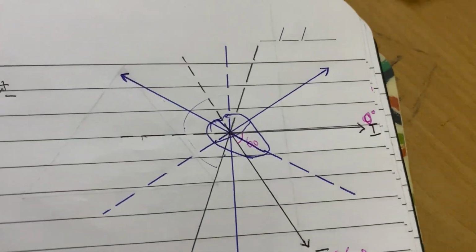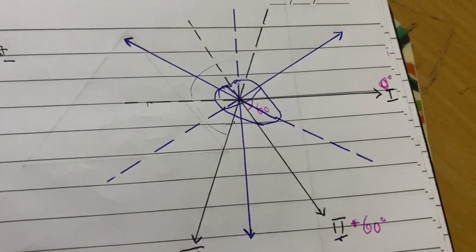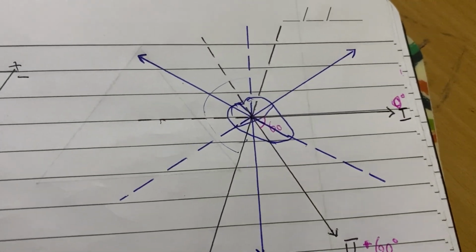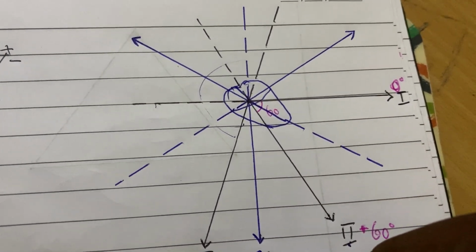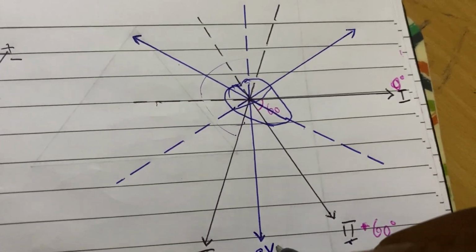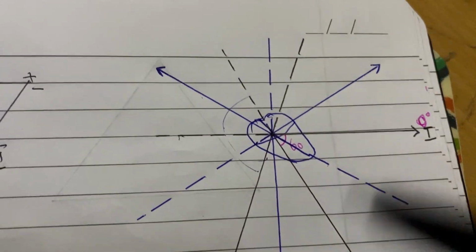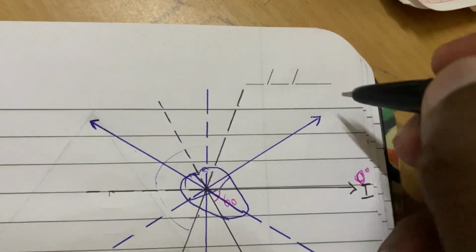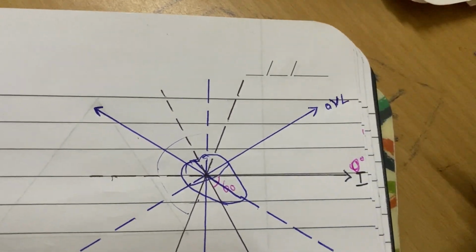Here, as you see, the ones in the blue are going to be our augmented leads. This one is going to be augmented VF, and then this one is going to be augmented VL, and then this one is going to be augmented VR.